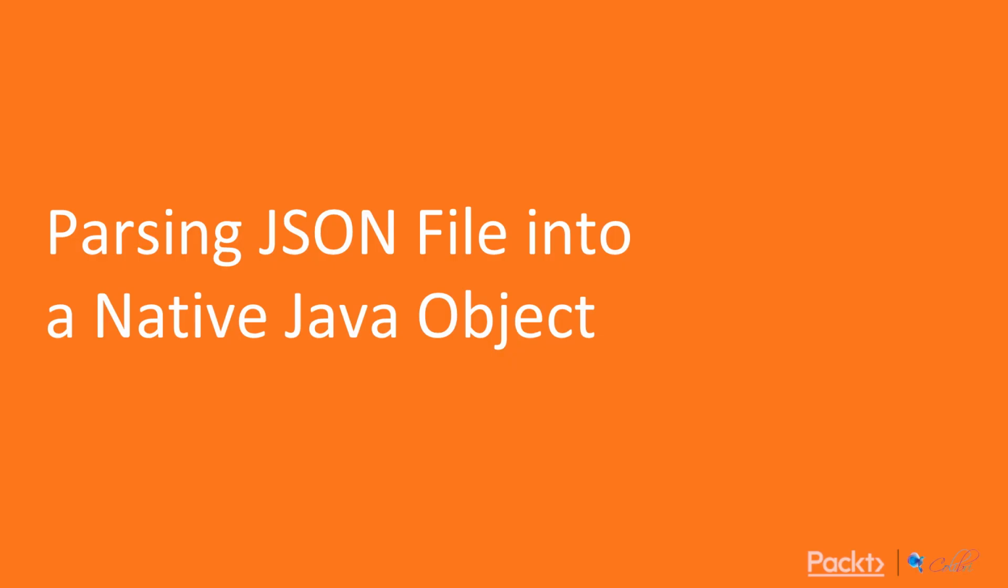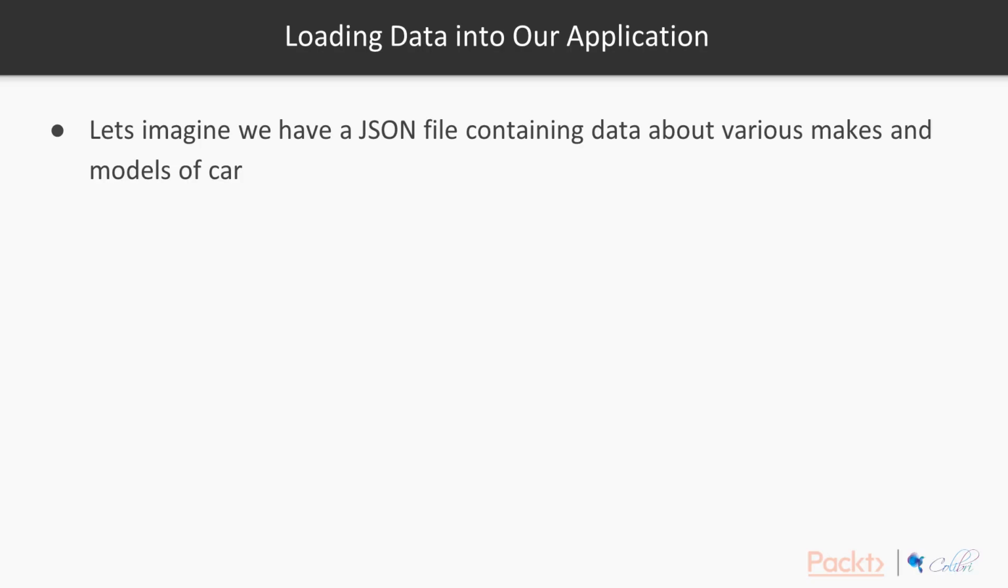Welcome to video one, parsing a JSON file into a native Java object. In this video, we're going to take a JSON file that contains information about cars and parse it into a Java object that we can then use to persist later. So what are we going to build?